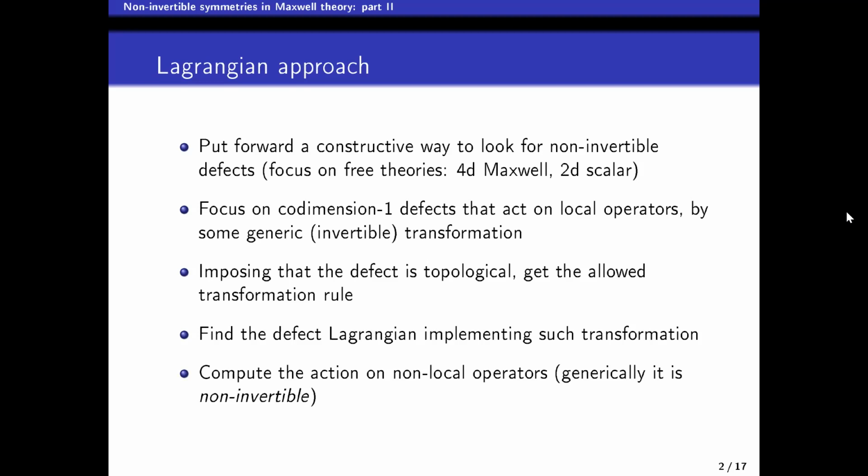And once you know which are the allowed transformations, you find the defect Lagrangian that implements them. Once you have the defect Lagrangian, you can compute the action on non-local operators, such as Wilson and 't Hooft lines, and prove that this action is actually non-invertible. All right, so this is the idea.